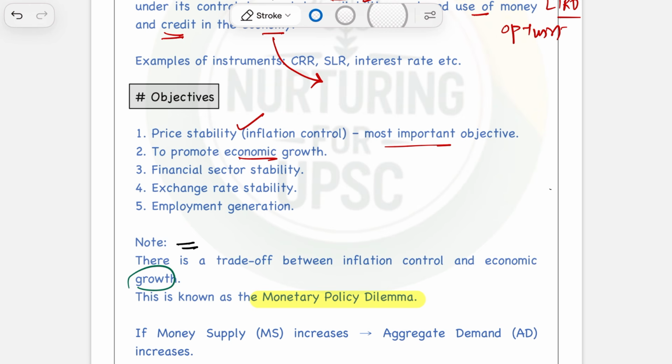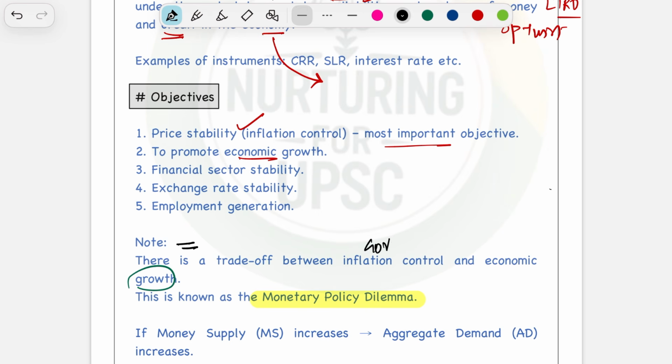Why does this happen? One, the government wants to have economic growth. It wants to showcase the numbers of high GDP growth, high quantitative measures of increased sectoral growth, gross value additions, and so on. However, the monetary authority, which is the RBI in this case, is mandated with price control and inflation control in India via the monetary policy committee framework, which I'll be discussing.